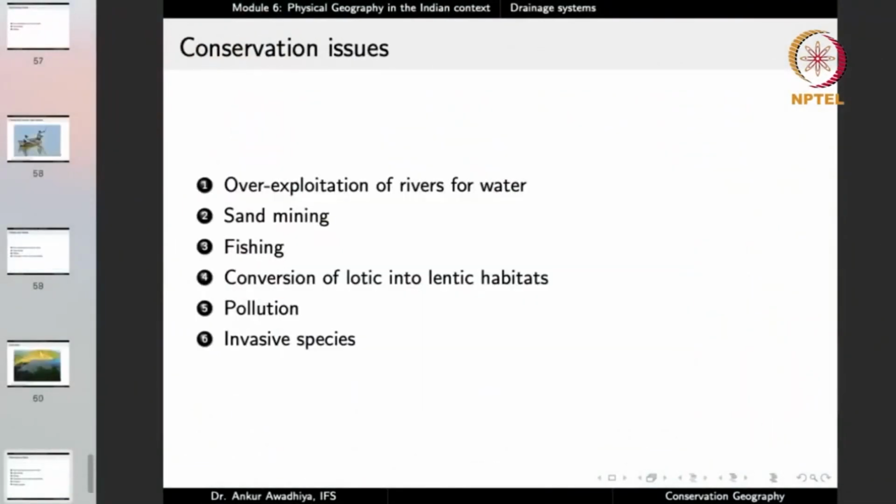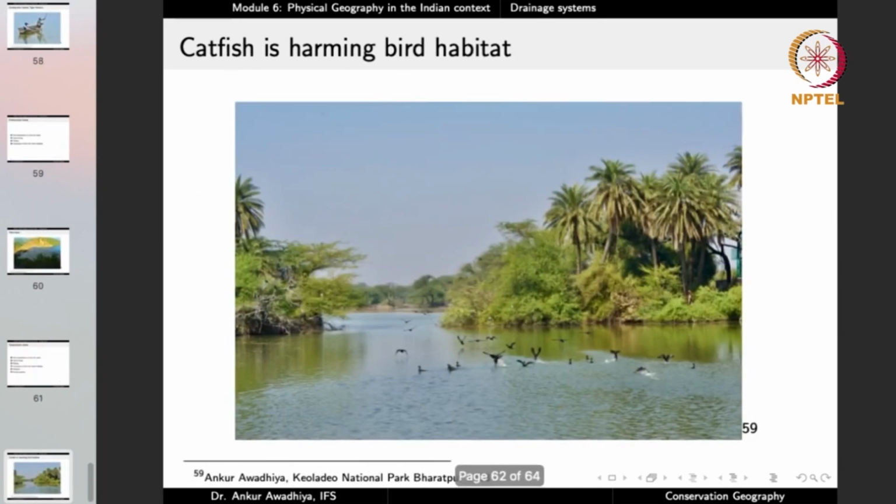Next, we have pollution. A lot of waste is being thrown into the rivers, be it household waste, domestic waste, municipal waste, industrial waste, you name it, and we are using our rivers as our drainage systems. Then we have invasive species that are coming up.